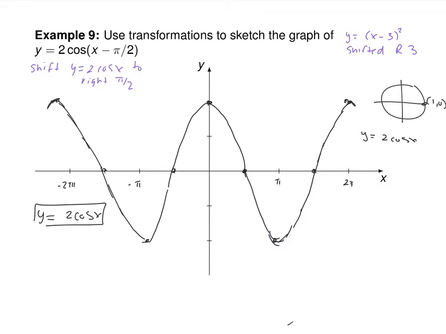So how are we going to shift that? To the right pi halves, and this is pi halves, right? So this point that's right there, we'll shift over to here. This point that's right here shifts over to there. Everybody goes over pi halves.